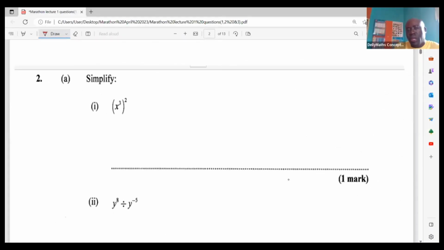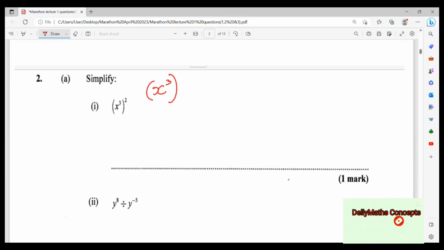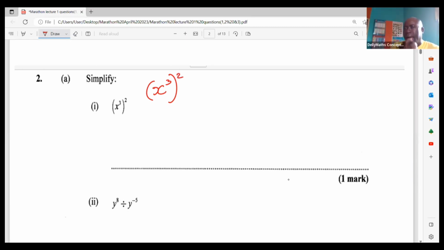It says x to the third, and then all of that is raised to the second. So I'm going to rewrite it. It is saying x to the third, and then all of that is raised to the second. There are two approaches for this, depending on how comfortable you are.